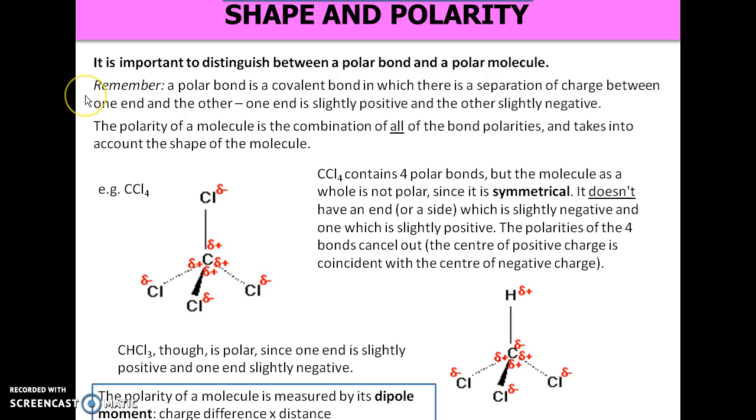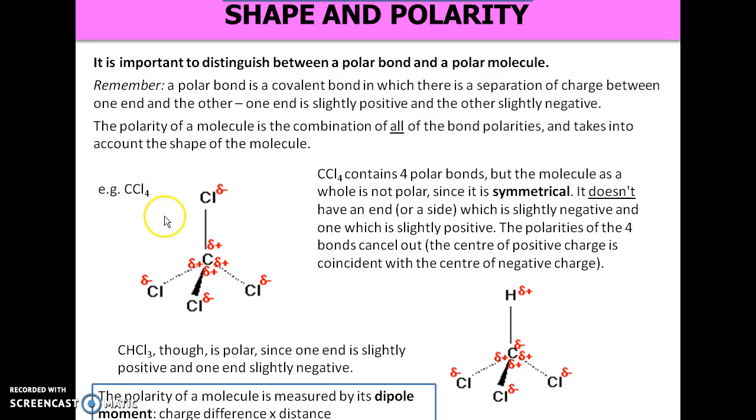So just to recap, a polar bond is a covalent bond where there's a separation of charge between one end and the other. So one end is slightly positive, one end is slightly negative. For a molecule to be polar overall, it needs to have one end that's slightly negative and one end that's slightly positive. So the polarity of a molecule is a combination of all the bond polarities and takes into account its shape.